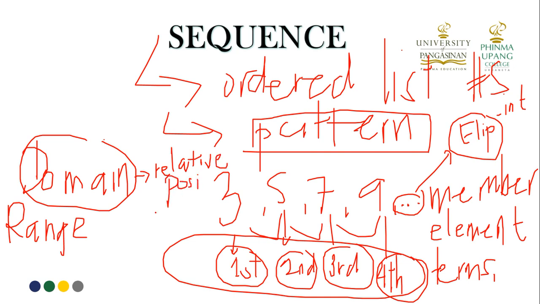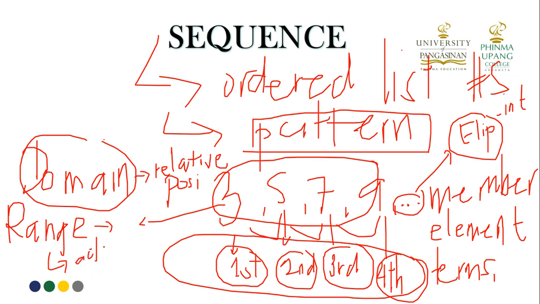Thank you. How about the range? The range is the 3, 5, 7, and 9. So, itong 3, 5, 7, and 9 is what we call range. Or, in words, the answer is what? Actual terms. Very good. Yung mismong actual terms. So we have the domain for the relative position and the range is the actual terms. And again, 3, 5, 7, 9, pwede siyang tawagin sa kabuuan niya, sequence siya. And isa-isain natin yung position, ang tawag natin doon is member, element, and the terms. Alright, and the domain is the relative position and the range is all about the actual terms.